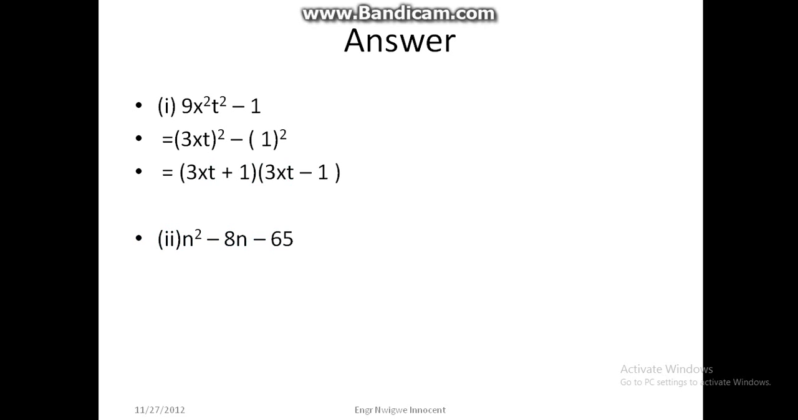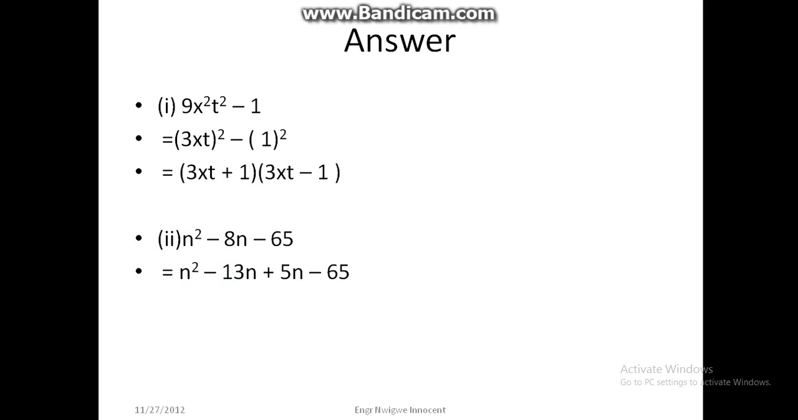II. n squared minus 8n minus 65. So we now have n squared minus, if we take minus 13n plus 5n, it will give us minus 8n, and if you multiply 13 by 5, it will give us 65. Therefore, we now have n squared minus 13n plus 5n, which will give us minus 8n, plus we now have minus 65.